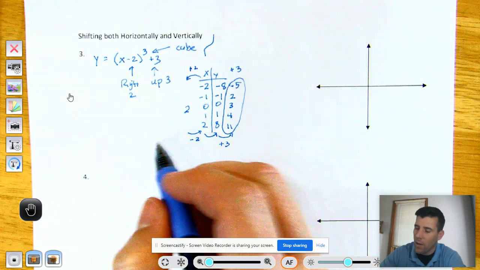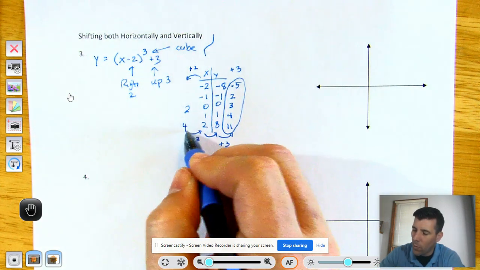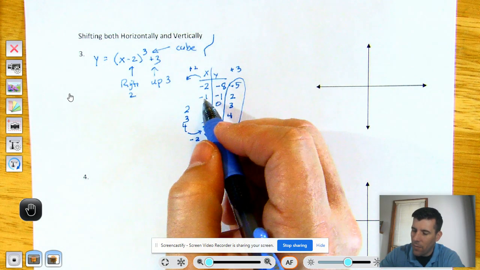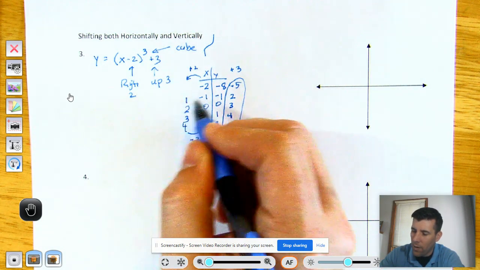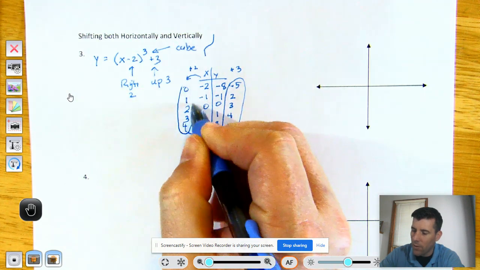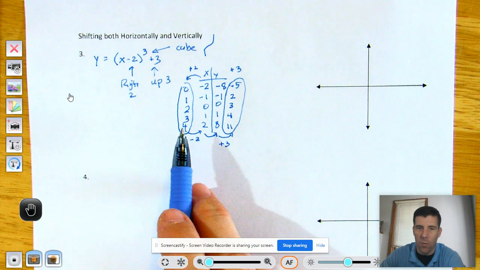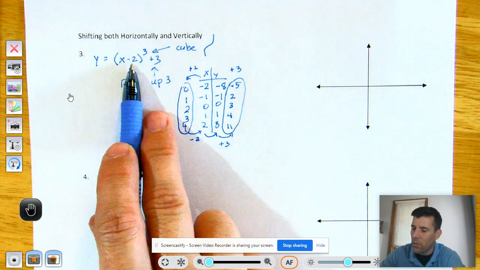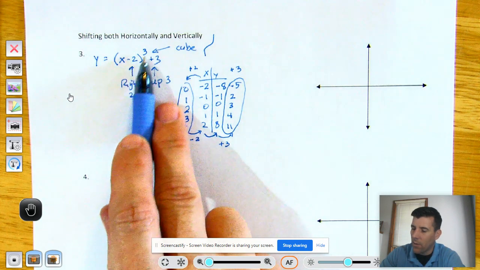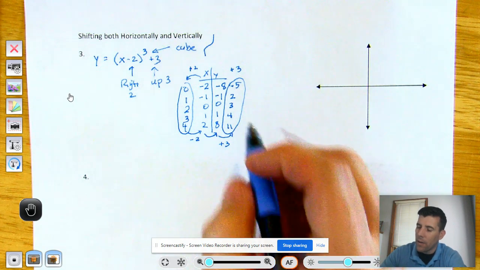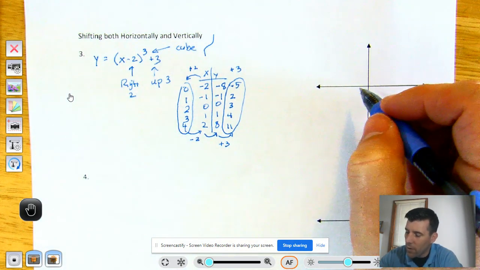So 2 plus 2 is 4, 1 plus 2 is 3. I already did 0 plus 2. Negative 1 plus 2 is 1, and negative 2 plus 2 is 0. So these are my starting values, and we can follow any one of them through. If I plug in the value of 2, 2 minus 2 is 0, 0 cubed is 0, and 0 plus 3 is 3. Okay, so let's look at those on the graph.